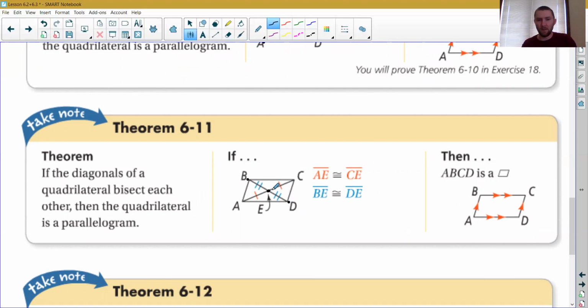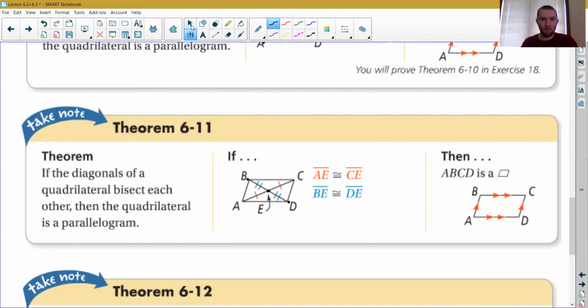Same with AC, if you know that diagonal's been cut in half into two equal pieces. If both diagonals cut each other in half, then you know that that shape has to be a parallelogram, regardless of knowing if sides are parallel or whatever. If you know both diagonals cut each other in half, then you know the shape is a parallelogram, regardless of what else you know. Okay, so those are our 4 reverse properties.